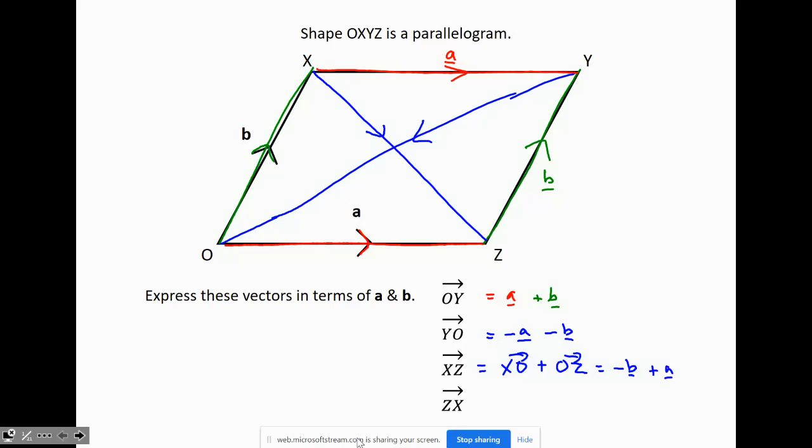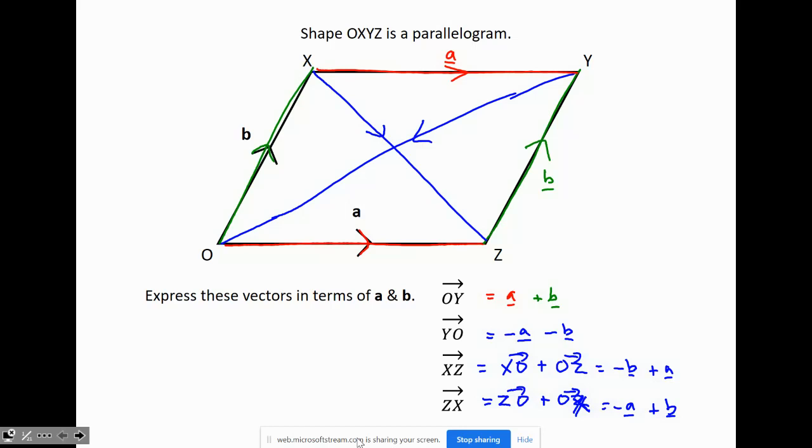Finally then, Z to X, we could go from Z to O, and then from O to X, sorry. Z to O is going backwards down A, so that's negative A. And O to X is going up B, so that's positive B. And we're done.